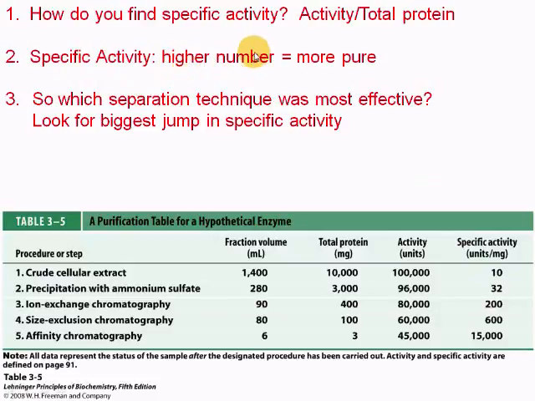Note that the higher the number of the specific activity, the more pure it is. So as we move down, we're getting more pure. And so you could also be asked a question, which separation technique was the most effective? And you'd look for the biggest jump in specific activity. So going from 600 to 15,000 was pretty effective. So that would have been the most effective separation technique. So affinity chromatography was most effective.